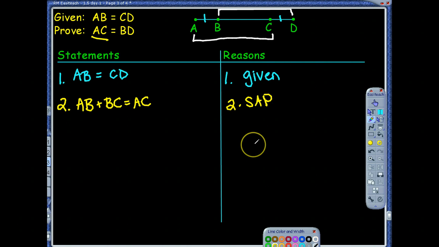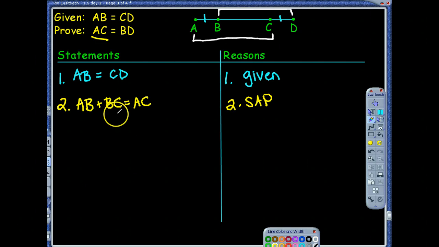Okay. And we introduced that acronym when we first did this, but just to make sure you remember, SAP, we're going to use for segment addition postulate. And guys, honestly, we prefer you use an acronym as long as you know what it means, and we know what it means. So don't make up an acronym on your own that we're not sure about. Make sure you're clear. If you have to write it out in words, then do that. Eventually you'll get the hang of it.